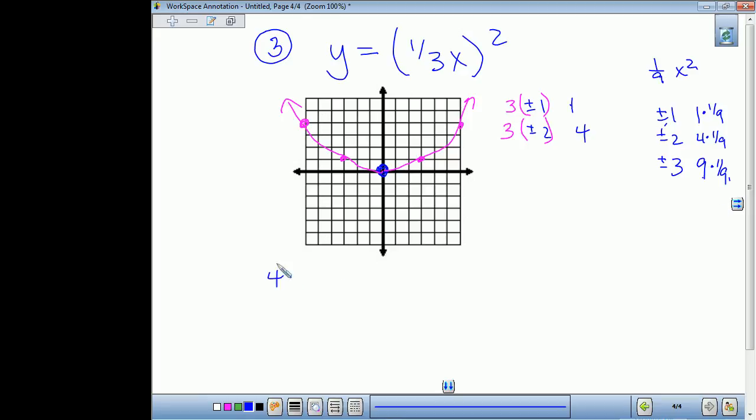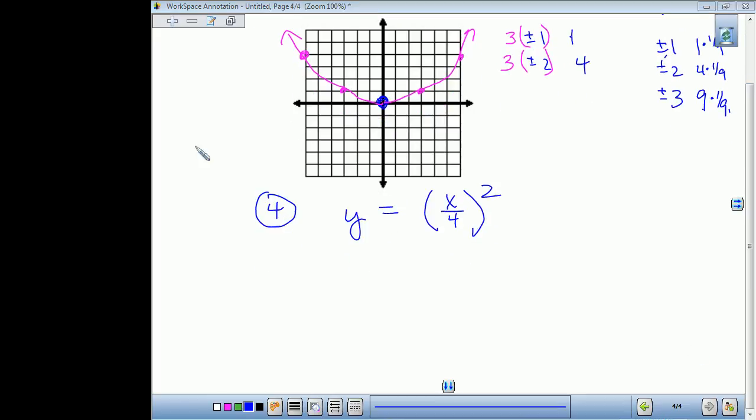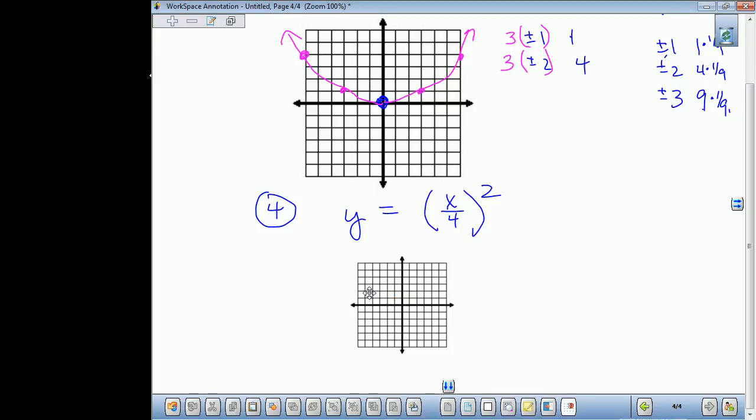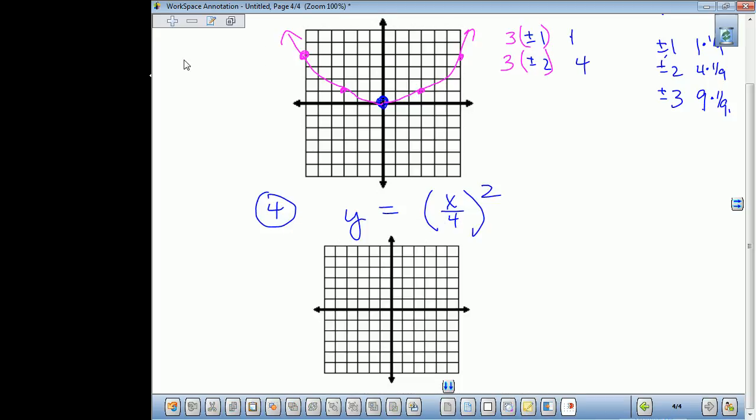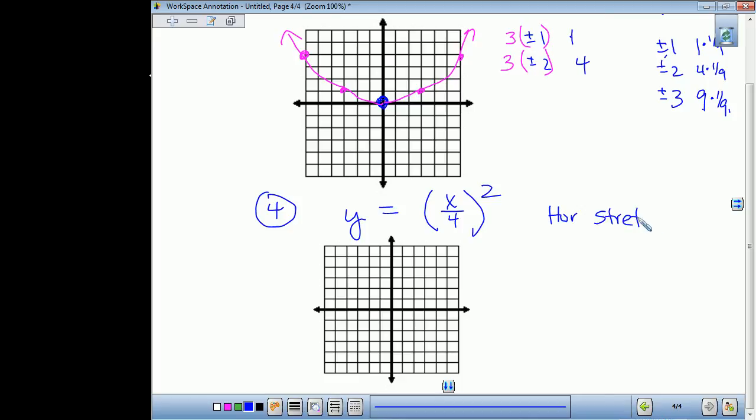And the last one we did without any shifting is y equals (x over 4) squared. So I want you to try to graph this one as a horizontal stretch. So this is a you-try. You're graphing this one as a horizontal stretch. It's a horizontal stretch, we said just a minute ago, by a factor of 4. All right.